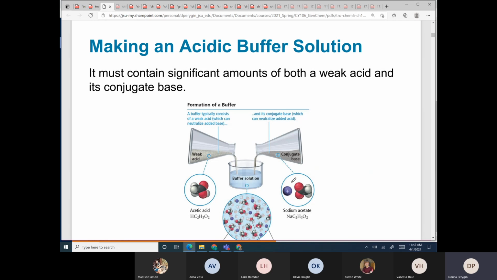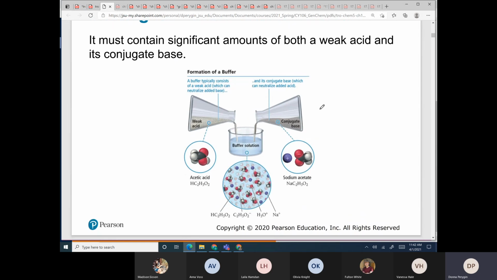So a buffer has to contain significant amounts of both a weak acid and its conjugate base. So we have a weak acid and the conjugate base. Now you don't want a strong acid here in general, because if you use a strong acid, it's going to completely dissociate. You want something that can go back and forth between the acid and base form. So for example, this is a buffer made with the acid in vinegar, acetic acid, and its conjugate base, the salt sodium acetate. Okay, so that's a good buffer solution.